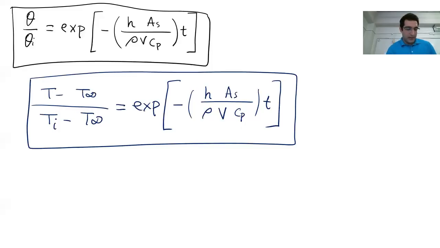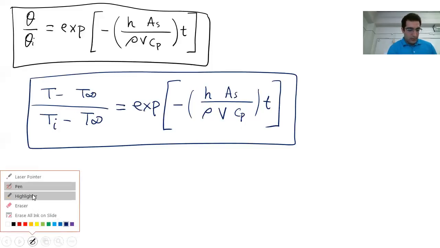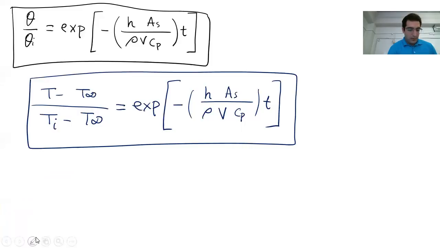So by having this, let me use a highlighter. Can I change the color? Yes. So if I know the initial temperature of the object, if I know the temperature of the liquid, which is T infinity, right? If I know the heat transfer coefficient inside the liquid, if I know the surface area of the object, the area around the object, if I know the density of the object, volume of the object, Cp of the object, I can find out what is the temperature of the object at any time.